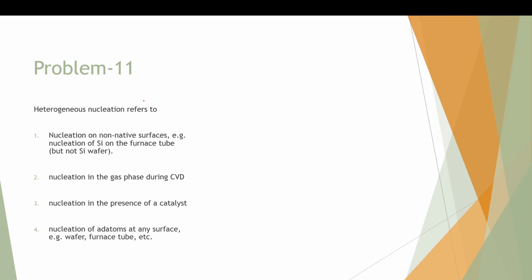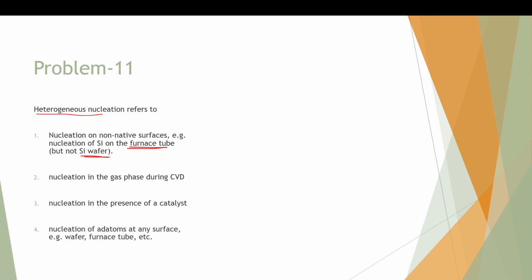So, there are two possible places for nuclei to form. One is in the gas phase, one is on the wafer, and one is in the furnace, right? So, nucleation on non-native surfaces. Example, nucleation of silicon on furnace tube, but not on silicon wafer. So, is this heterogeneous nucleation, or nucleation in the gas phase is heterogeneous, or nucleation in the presence of catalysis is that, or nucleation of adsorbing atoms on any surface like wafer, furnace, etc.